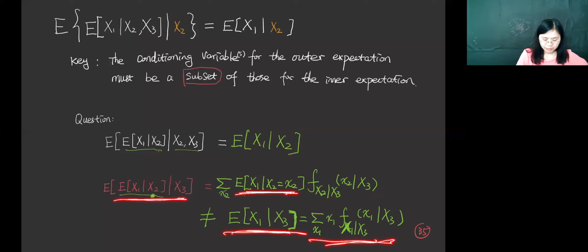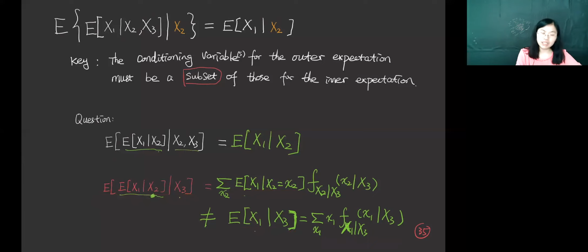Some beginners of probability may make the mistake of applying the law of iterated expectation on something like this, but that's not correct. When you apply the law of iterated expectation, you have to make sure that the inside conditioning random variable contains more variables than the outer expectation.